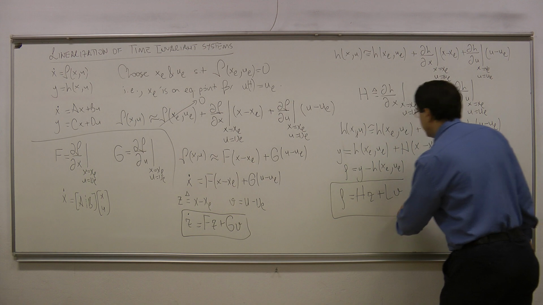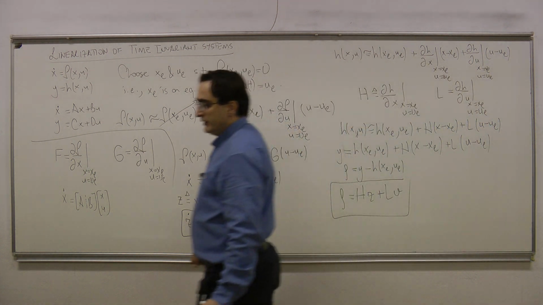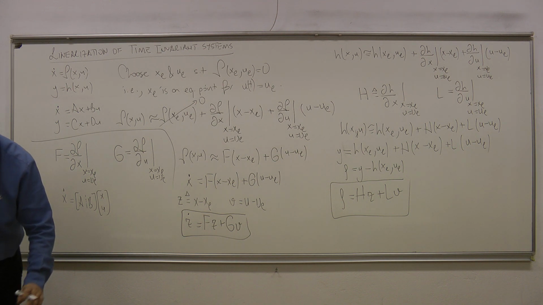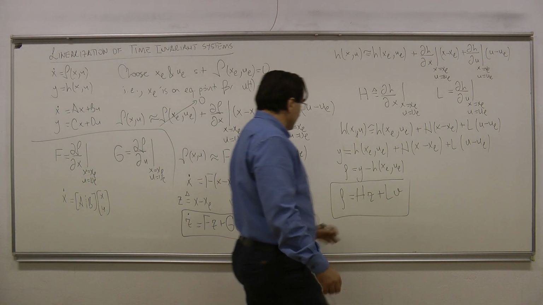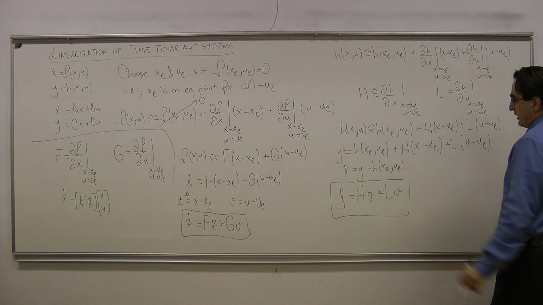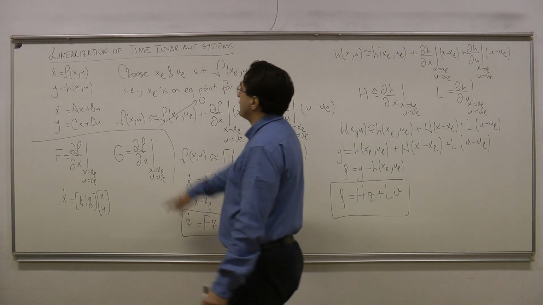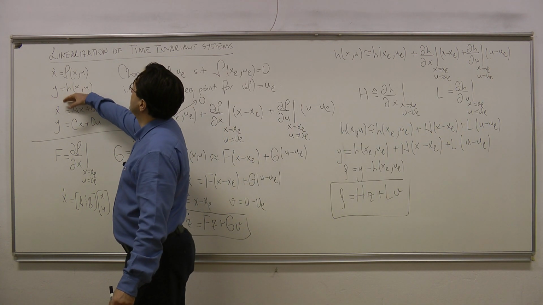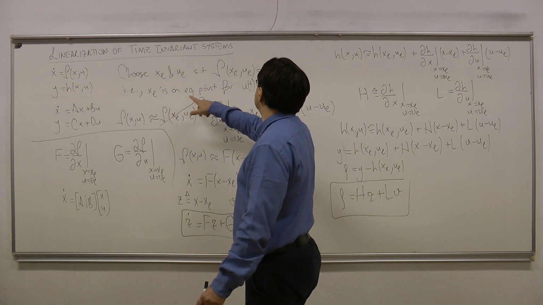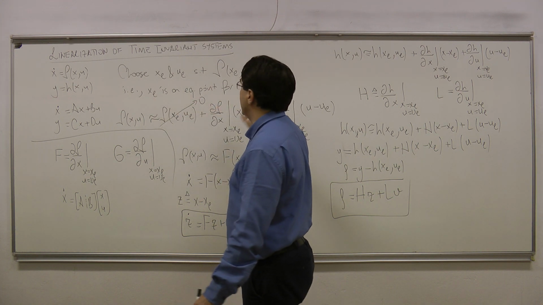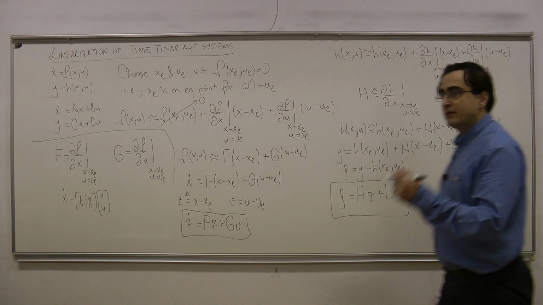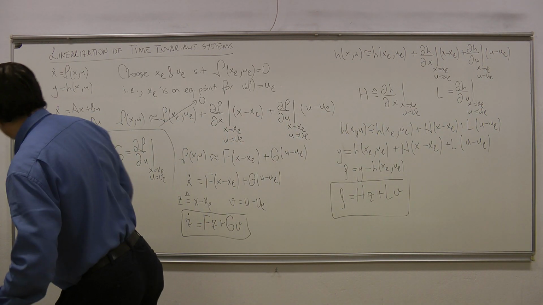Okay? That completes our linearization procedure. All right? So I have the linearized state equation and the linearized output equation. And when I combine these two equations, I get my linearized time invariant system corresponding to this nonlinear system around the equilibrium input and equilibrium states xe and ue. Okay? So now let us quickly solve an example on this.